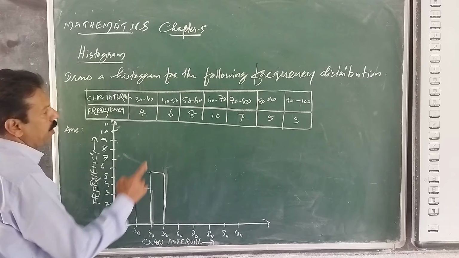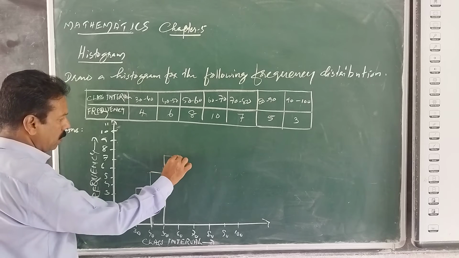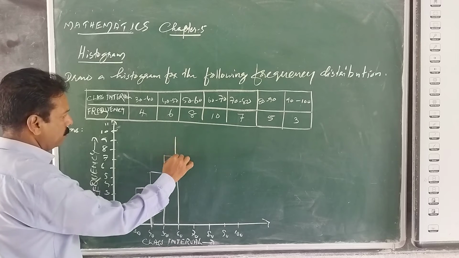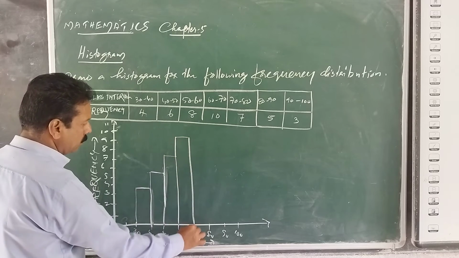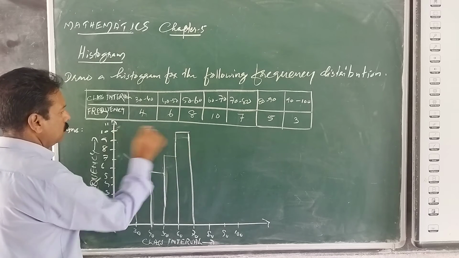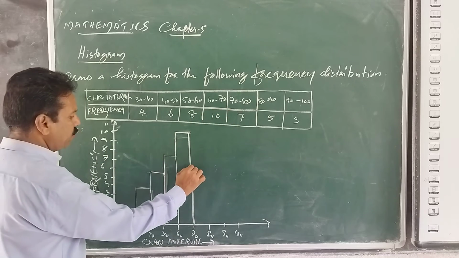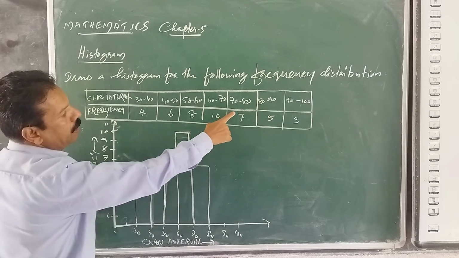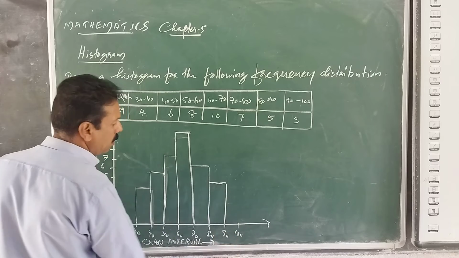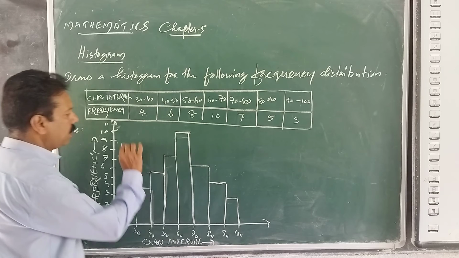Now 50 to 60, 8. 60 to 70, 10. 70 to 80, 7. 80 to 90, 5. 90 to 100, 3. Now it is a histogram.